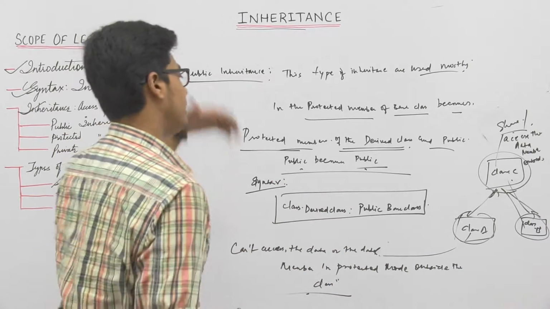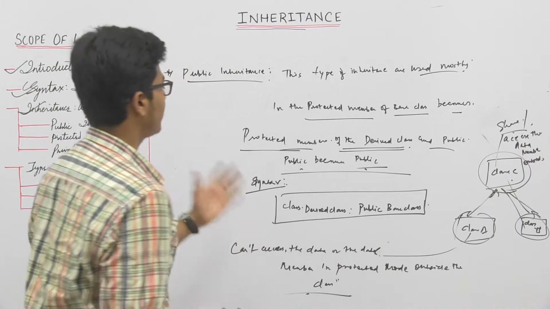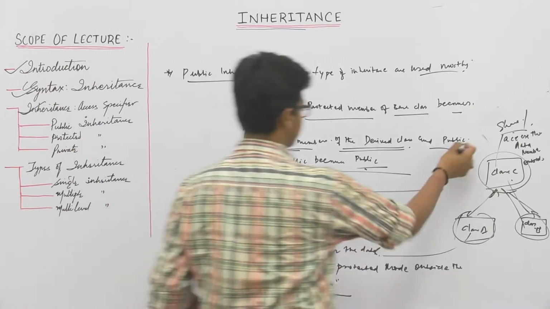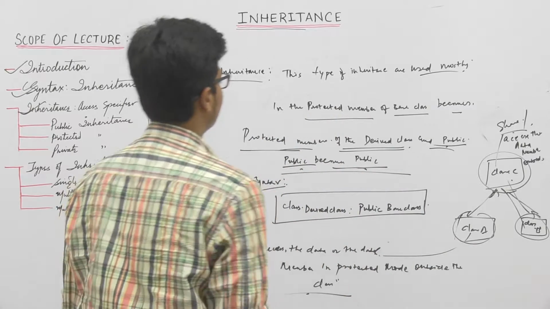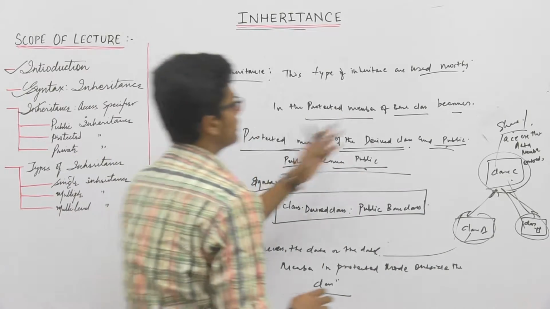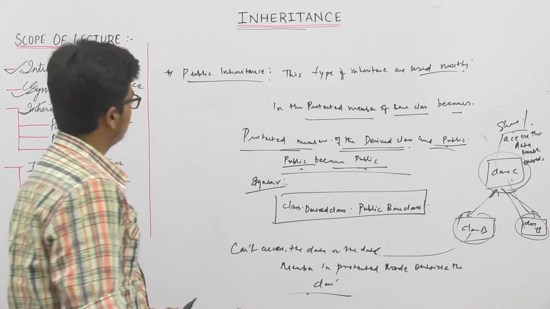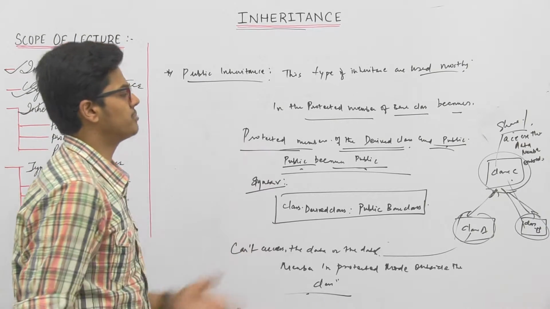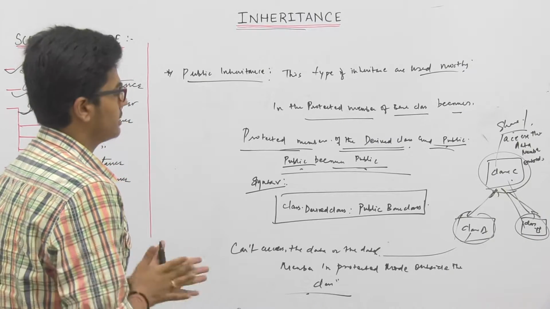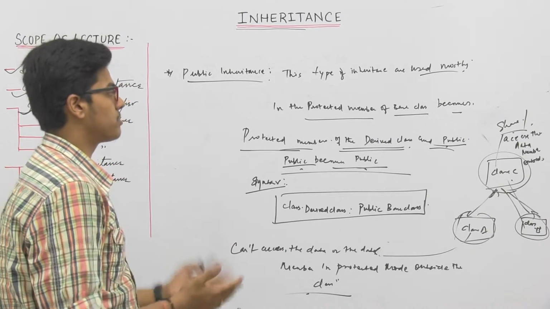So in the case of public as well, the public member of the base class becomes the public member of the derived class. Here we studied public inheritance. It is used mostly in C++ and many other programming languages.